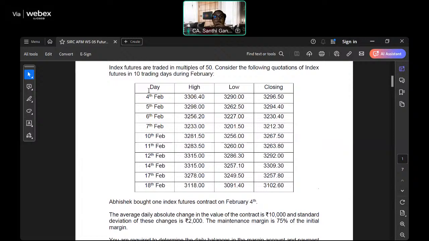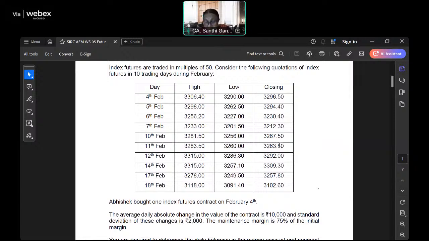It is stated on 4-2, closing is 3296.5. Now he bought an index futures contract. Because it is a futures contract, it is exchange traded and standardized, so what will be the lot size? That also will be fixed.